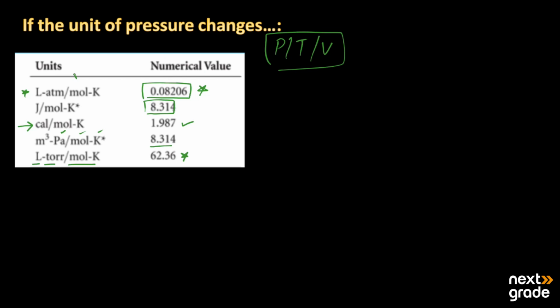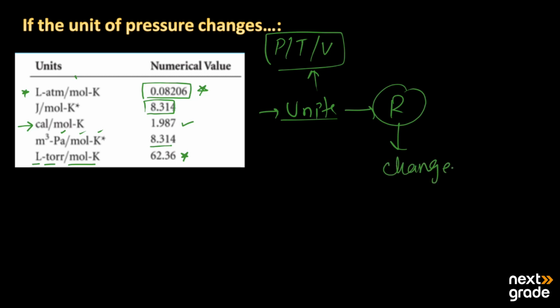So if we change the units of pressure and temperature, the value of R, the general gas constant, also changes, but only its unit changes, not the quantity itself. Basically, the main term remains the same.